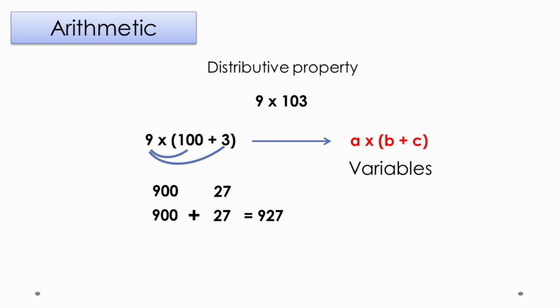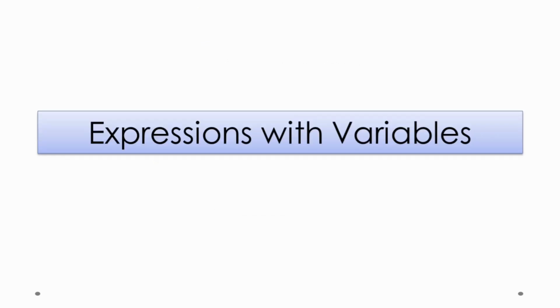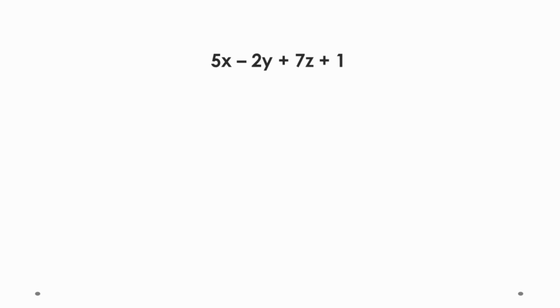So this is how we have been using variables in geometry and arithmetic. When different terms are added, subtracted, multiplied or divided, expressions are formed. If we write 5x minus 2y plus 7z plus 1, where different terms are being added or subtracted, we are forming an expression.